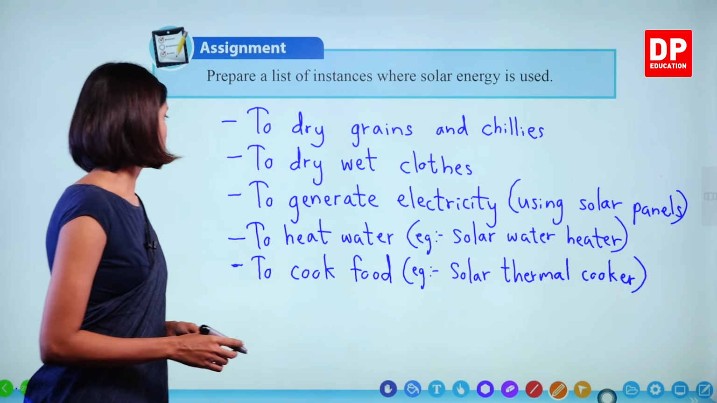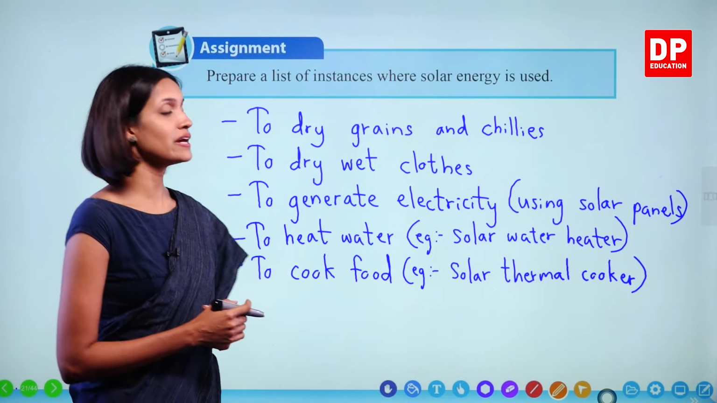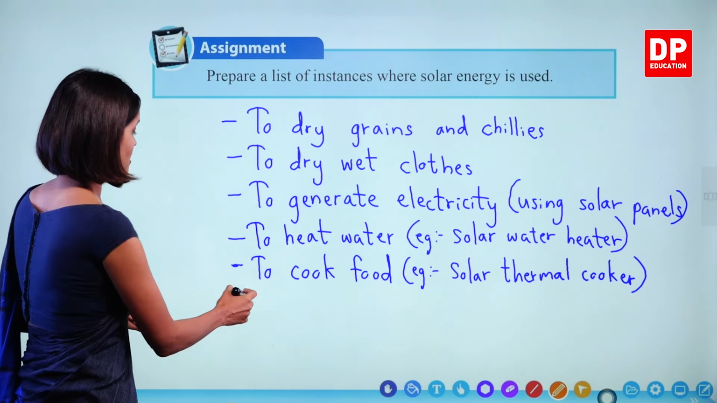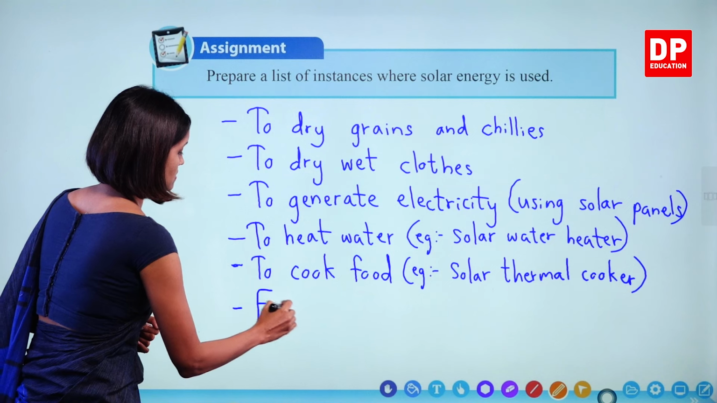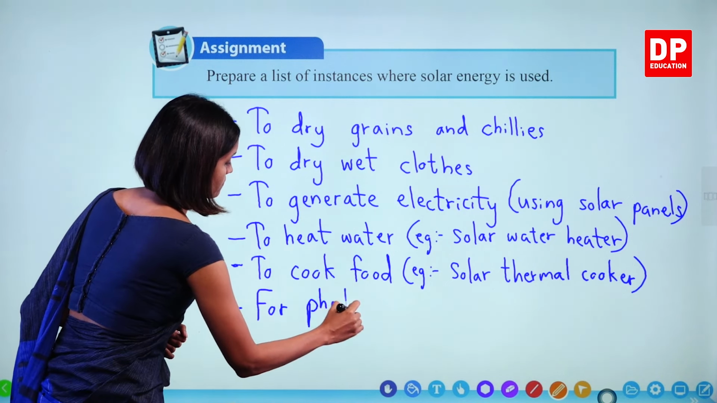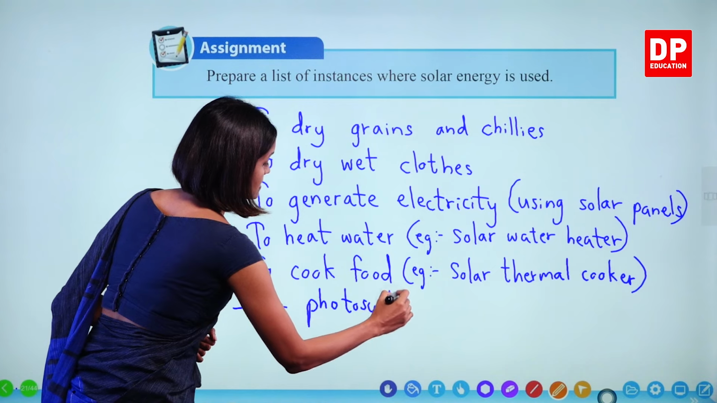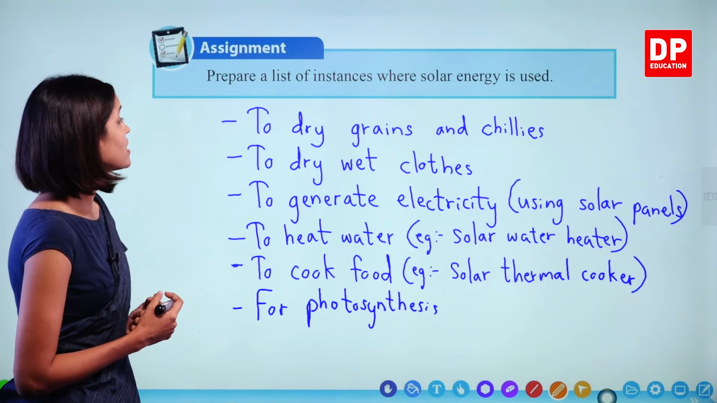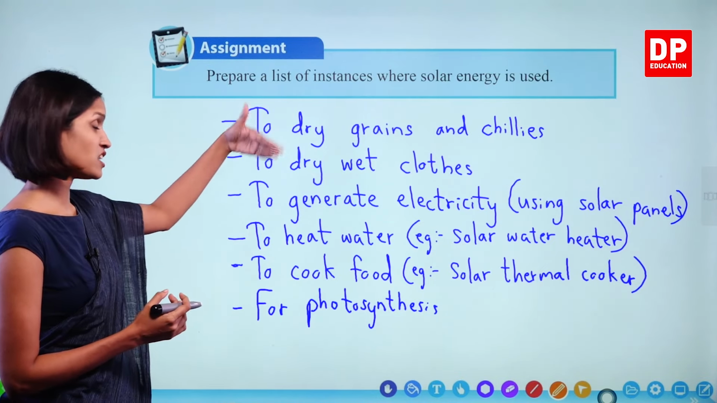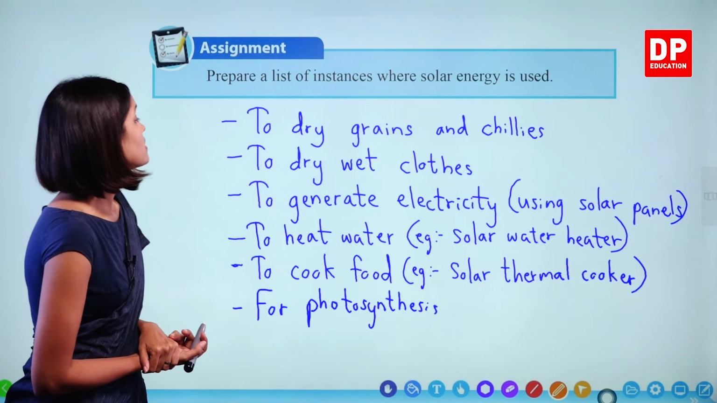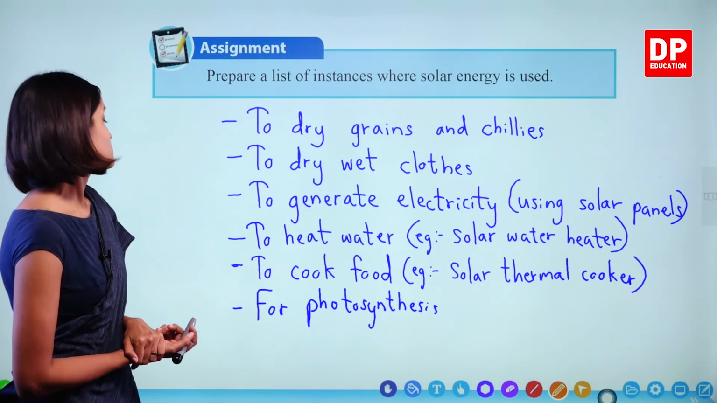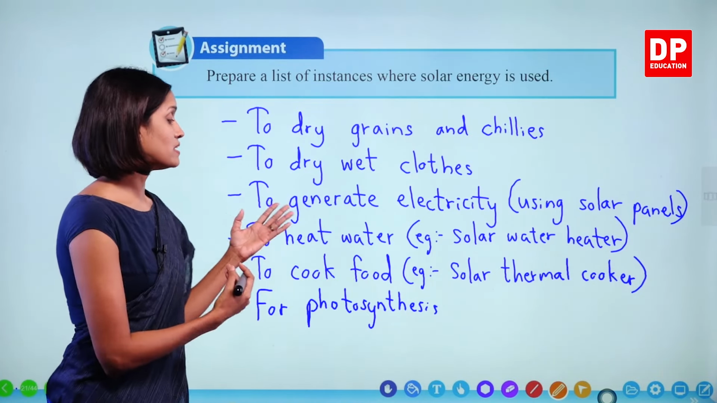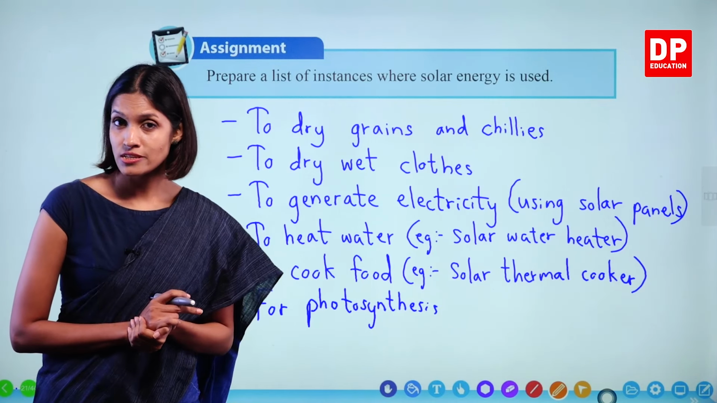Or stove. What else? Prepare a list of instances where solar energy is used. It doesn't specifically say that it is used by humans. Therefore, we will write photosynthesis, because plants use this. Okay? So to dry grains and chilies, to dry wet clothes, in day-to-day activities we use solar energy. To generate electricity, to heat water, to cook food, for photosynthesis. Okay, children? So you can write many examples where we use solar energy. Okay?